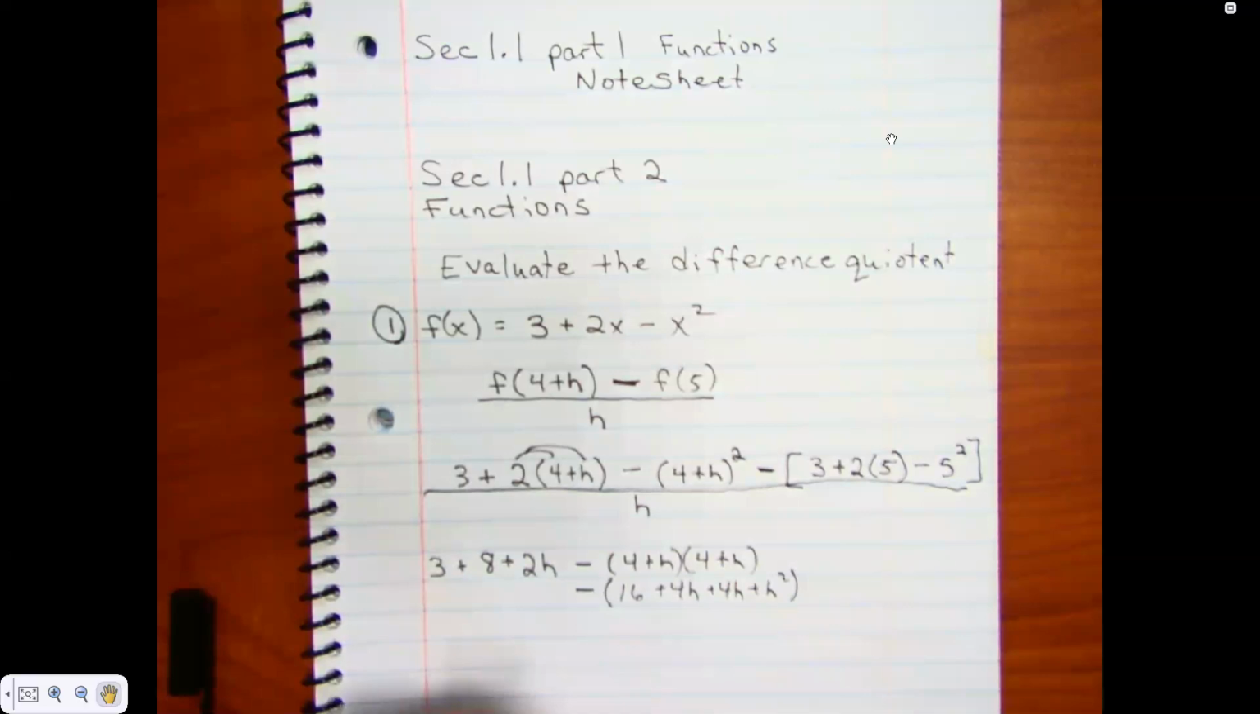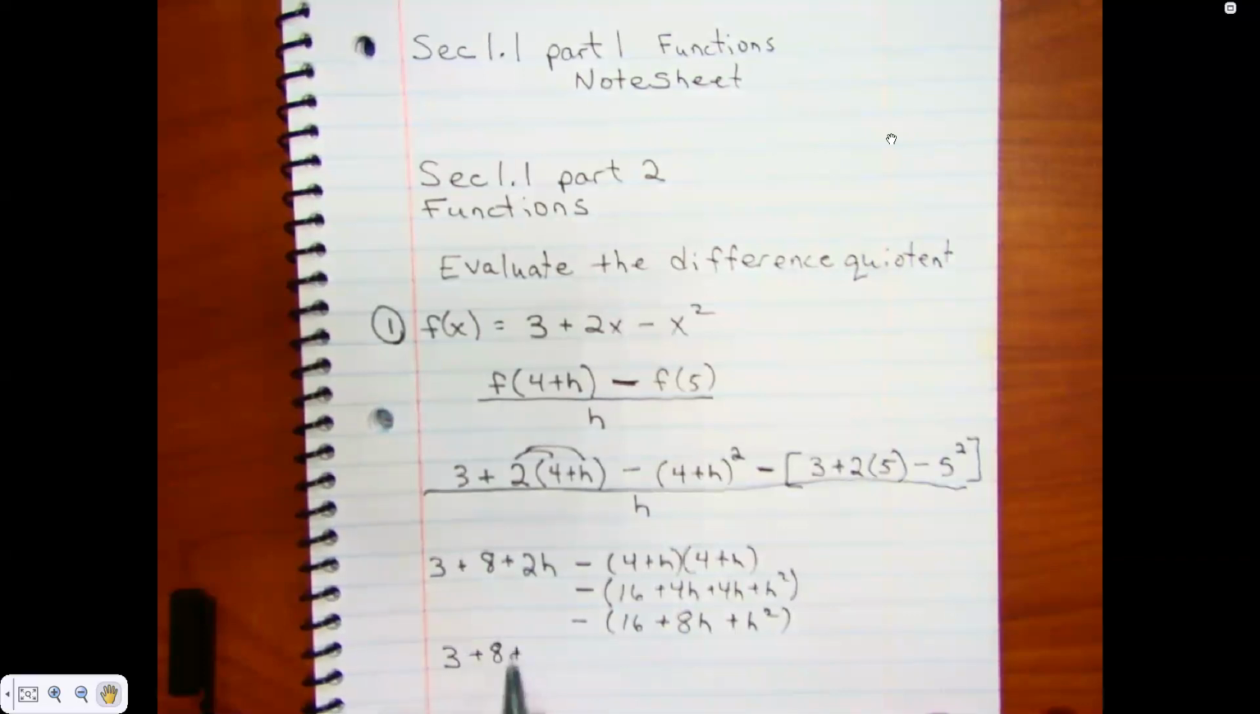So let's collect like terms. We can put these together. 16 plus 8h plus h squared. But it's still parentheses because you still have that minus. All right, so let's rewrite what we have. We've got the 3. We've got the 8. We've got the 2h. Keeping it on, we'll move it up in just a minute. Distribute that negative. So it's actually going to be negative 16, negative 8h, and negative h squared.